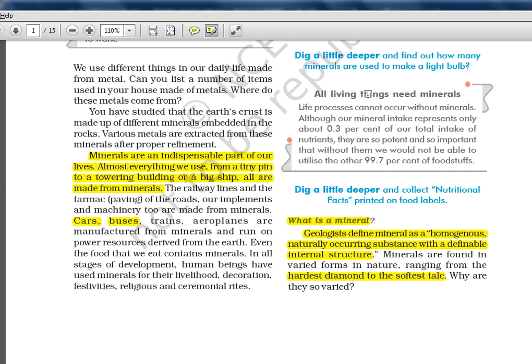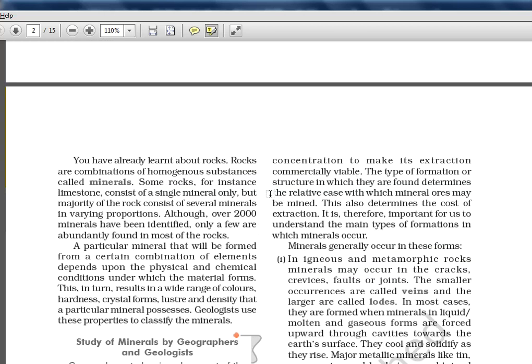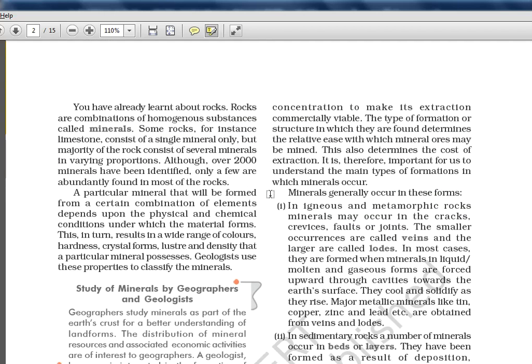Here, living things need minerals. There is a table, sorry, a box. Although our mineral intake represents only about 0.3% of the total intake of nutrients, they are so potent, so important, that without them we would not be able to utilize the other 99.7%. So they are telling minerals are very much essential. If you don't take any minerals and you take only other foodstuffs, then it is useless. Okay, so minerals are very much important for living beings also, whether it be humans, animals, plants, everyone.